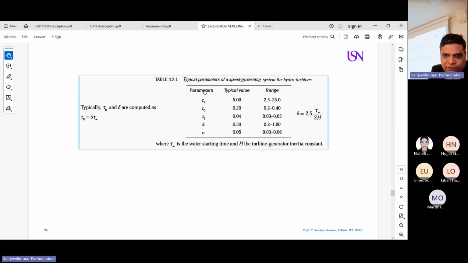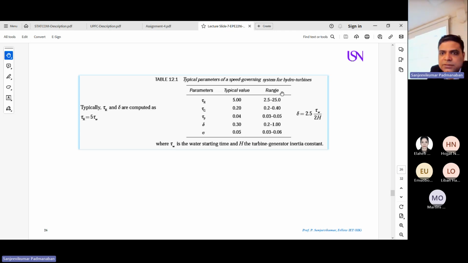Now we need to know what the typical values used in these blocks are, time constants. So for example, there is a tabulation value. Usually the typical values of your tau r and delta are computed as tau r equal to 5 times tau w. So this is the guideline we use to design this one. And we are going to calculate different parameters: tau r, tau g. This is due to the governor. This is due to the position. This is due to the torque angle. And we have delta. So all these parameters, we take typical values: 5, 0.2, 0.04, 0.3, and 0.05. These are the typical values we use.